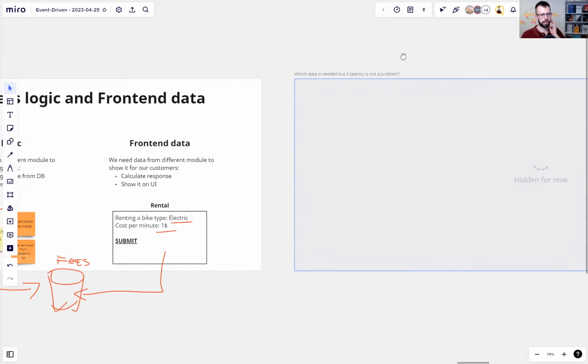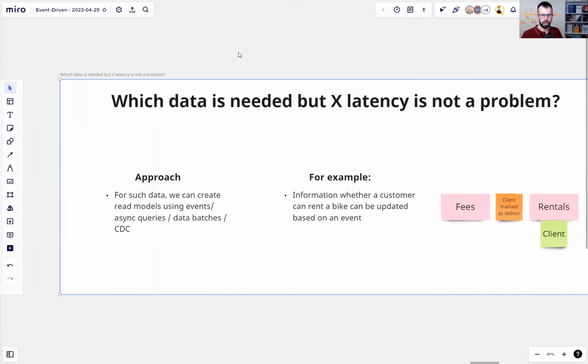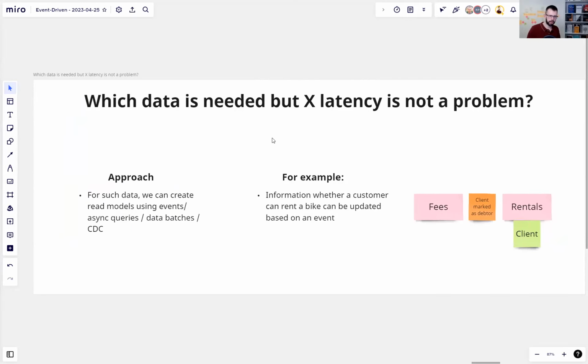The first part, to solve the problem connected with business logic, is that we can ask ourselves the question: which data is needed where some kind of latency is not a problem, like a second of latency, or a minute of latency. With this kind of business logic, usually some latency is not a problem. We can discuss with the client that one second of latency is okay, whether the client is marked as a debtor or not.